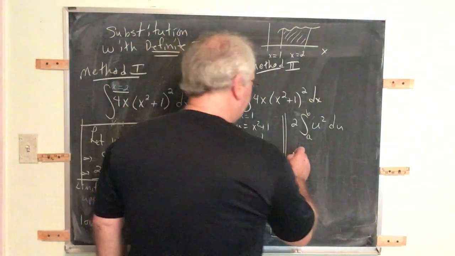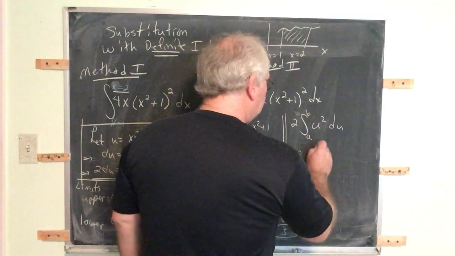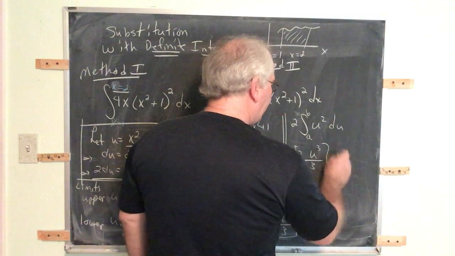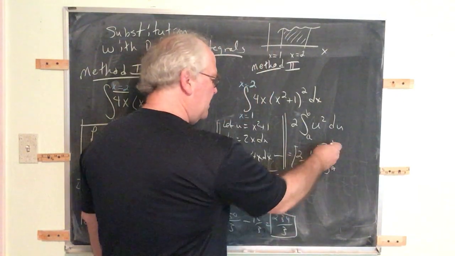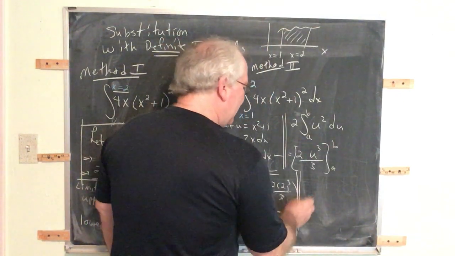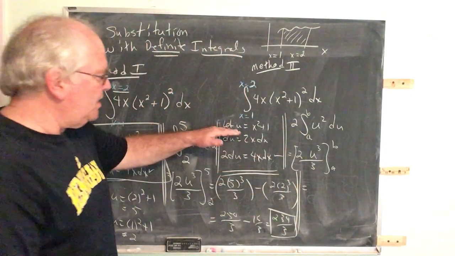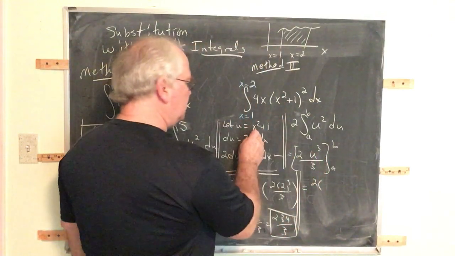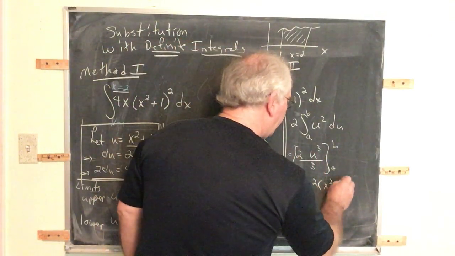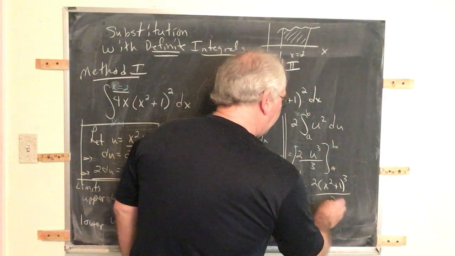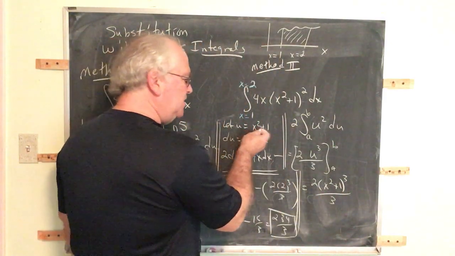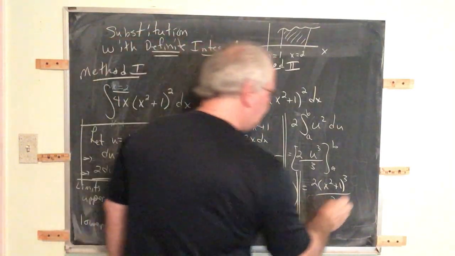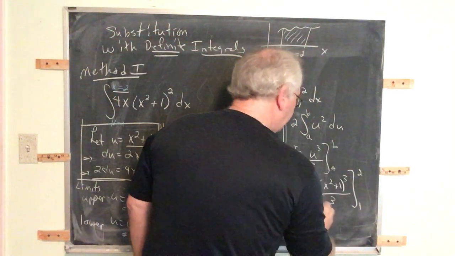Now, do the antiderivative. This is now 2 times u to the third over 3, evaluated from a to b. We don't know what a and b are. But now, go back to the original x language. This is now 2 times, what was u? u was x squared plus 1, to the third over 3. But since we're in the original x language, we don't need these placeholders. We can now use the original limits, 1 to 2.